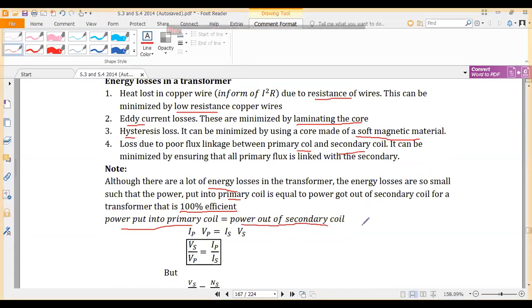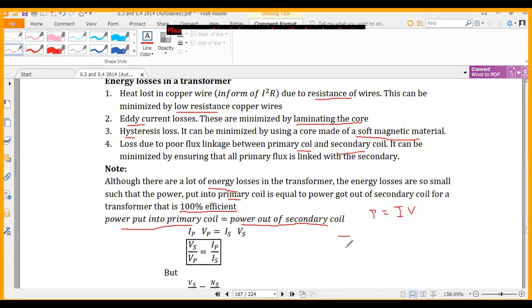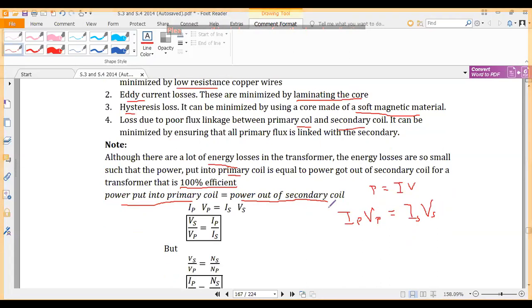If you use the equations of power, power is given by IV. So the power in the primary coil is IP VP, where IP is the current in the primary and VP is the EMF in the primary. This should be equal to the current in the secondary multiplied by the EMF in the secondary coil, IS VS. This relation can be used to compare the power in the primary coil and the power in the secondary coil.